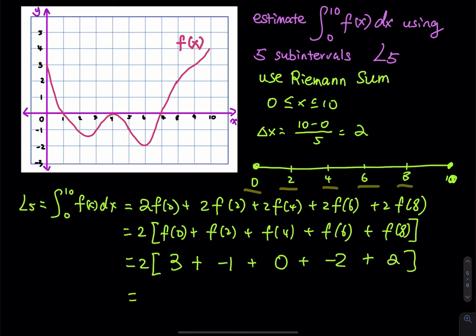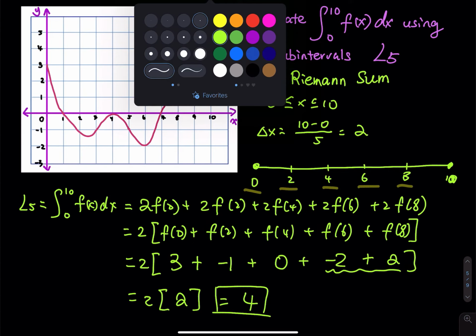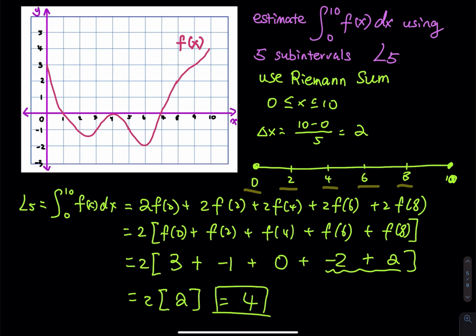So these two cancel, right? 3 minus 1 is equal to 2, and then 2 times 2 is equal to 4. So that is just an approximation. Let's draw the rectangles. To draw a rectangle, I have to use a darker color to give you a better contrast.